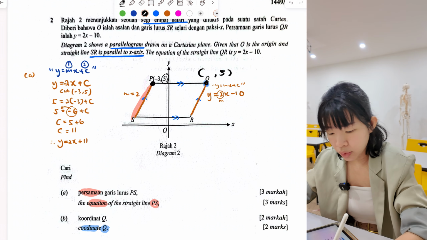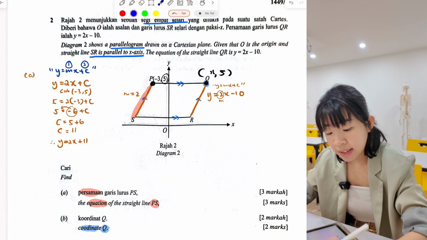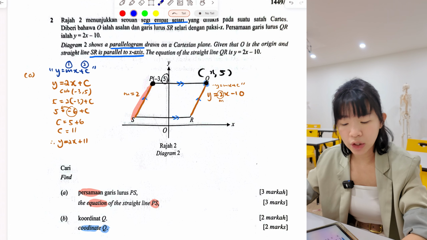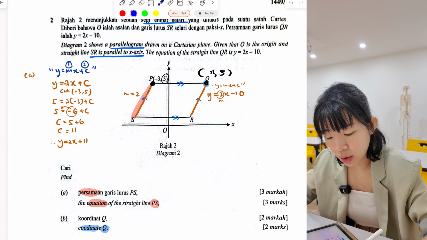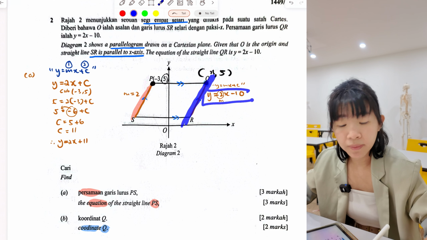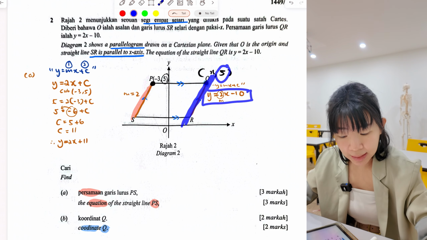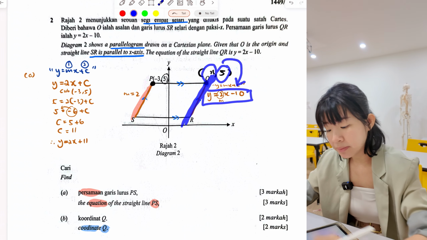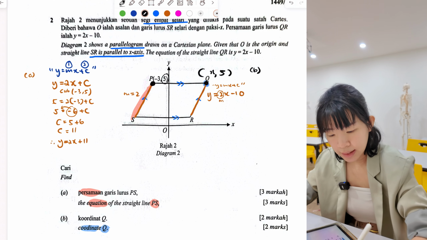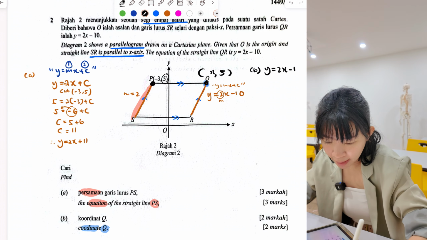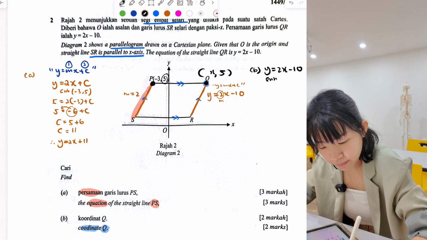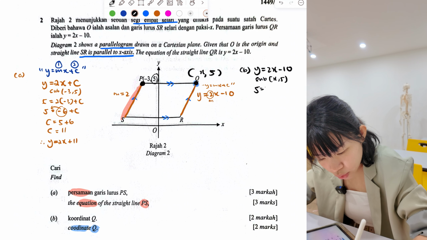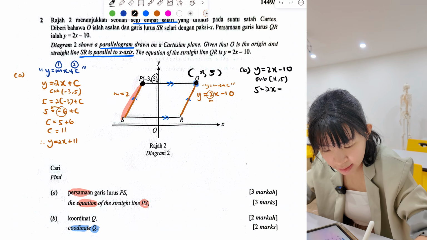How about x? We don't know the x, but it's okay. As long as in a coordinate you know one of the coordinates and want to find the other one, we can sub into the equation. We have the equation of QR, this line, given. We have y, we want to find x, so we sub this into the equation. The equation is y equals 2x minus 10. So y is 5, 2x we don't know, remains 2x minus 10.